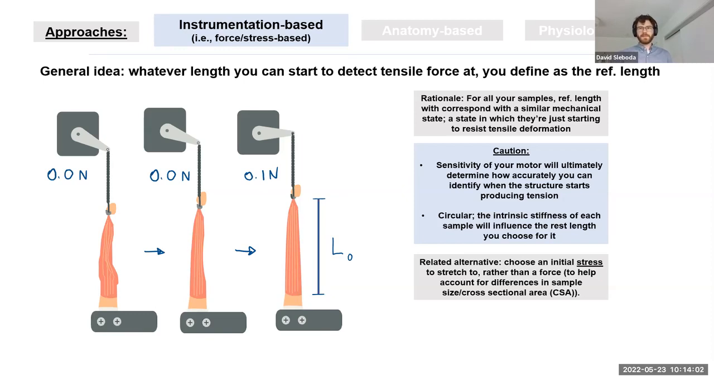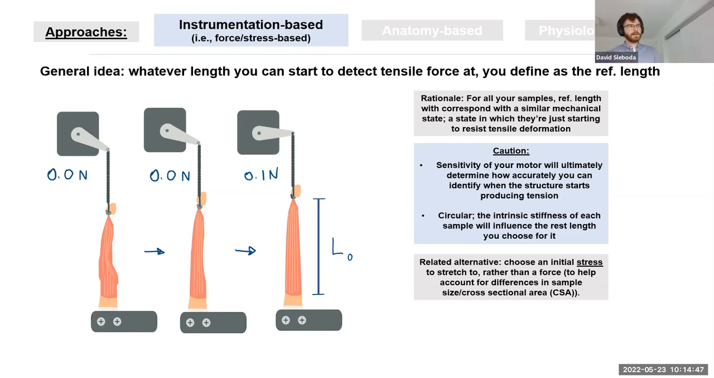So one way that you can improve this method a little bit is by choosing an initial stress to stretch to rather than a force, to help account for differences in the cross-sectional area of the samples. So if you can measure or calculate the cross-sectional area of your samples, instead of putting them at an arbitrary force of something like 0.1 newtons, you could put them at a stress you choose, like 1 Newton per centimeter squared of cross-sectional area, and call whatever length that corresponds with your initial length. That way you would at least be determining rest length using a load that's proportional to the size of each sample.